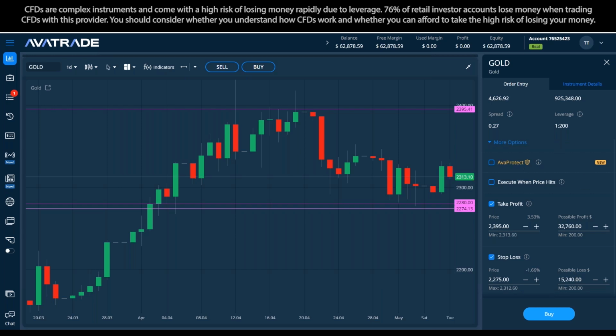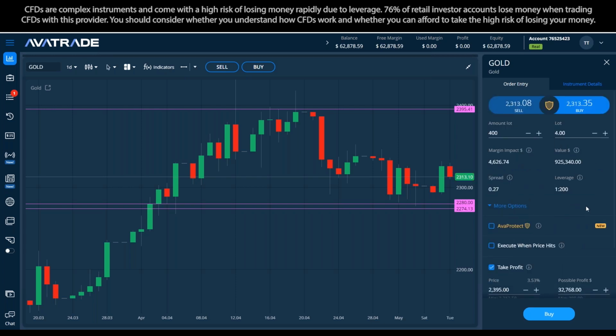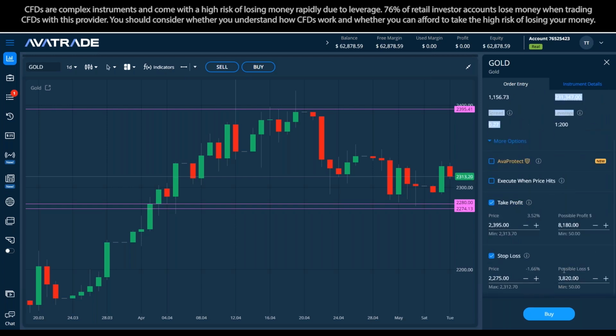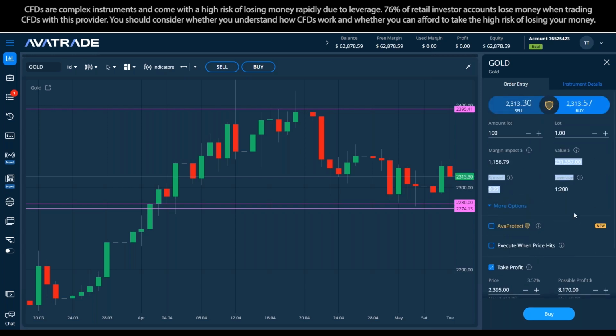And now I can adjust my trade size because I don't want to risk necessarily 15,000 on the trade. So this is where the risk management comes in. If I change this to one lot, I'm risking 3,800. And so I should have in mind, and you in general should have in mind, how much do you want to risk per trade? Okay, that last pending order I set up, I didn't really go through that. So let's go through that now.